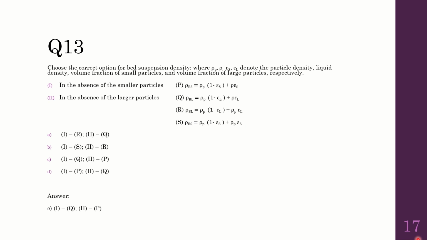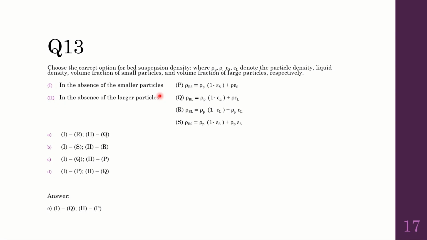So yeah, in the absence of smaller particles, we would be having only larger particles and the fluid. So we have rho p into 1 minus epsilon l. That is rho p, the particle fraction 1 minus epsilon l gives the amount of particle fraction, plus rho into epsilon l. Similarly, rho p into 1 minus epsilon s plus rho into epsilon s gives the one for the smaller particles, that is in the absence of larger particles. So just think and analyze the question completely, because here it is given absence of smaller particles and absence of larger particles, not the other way around.